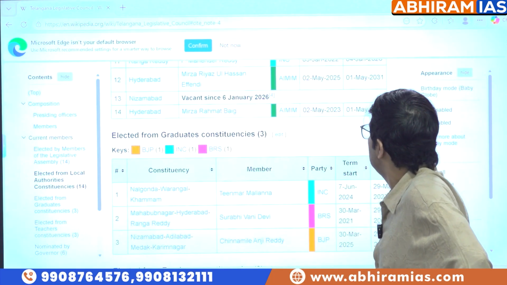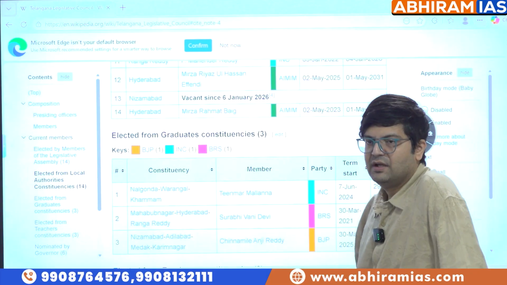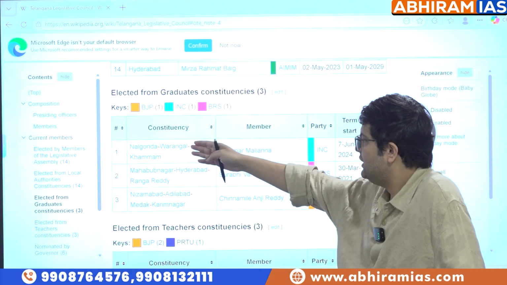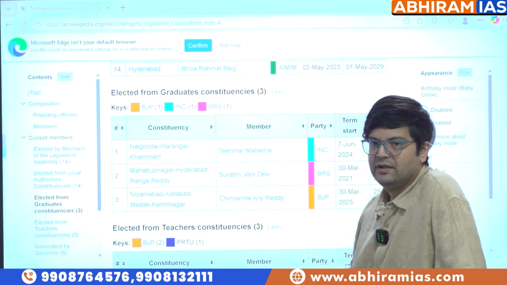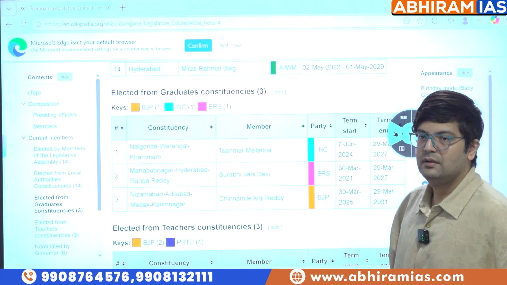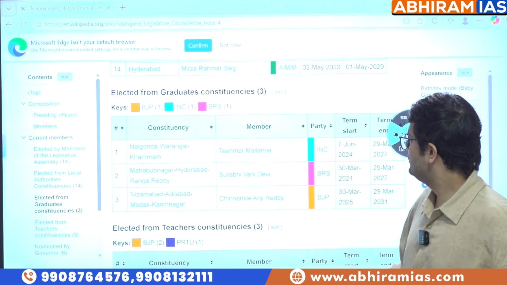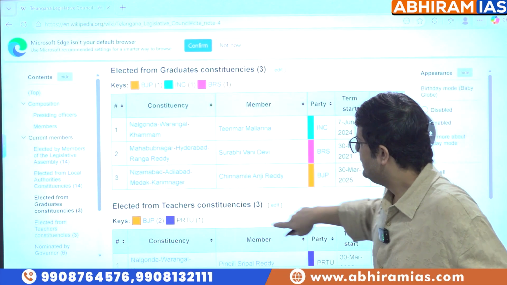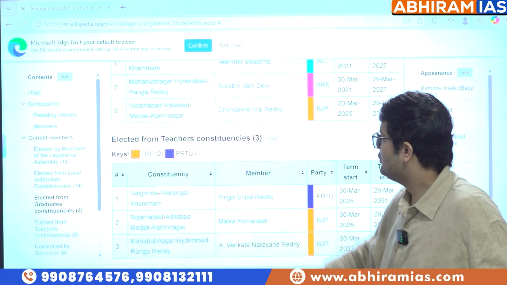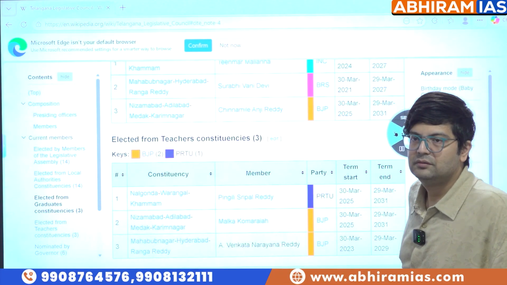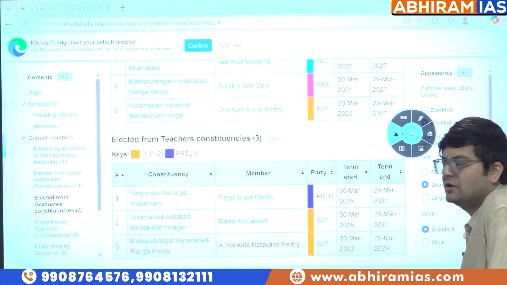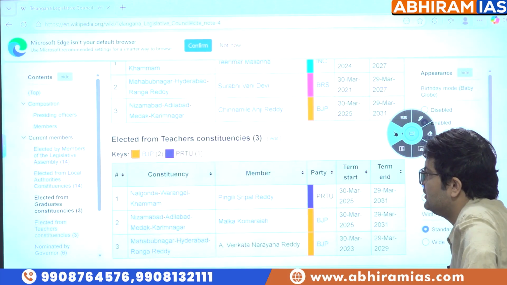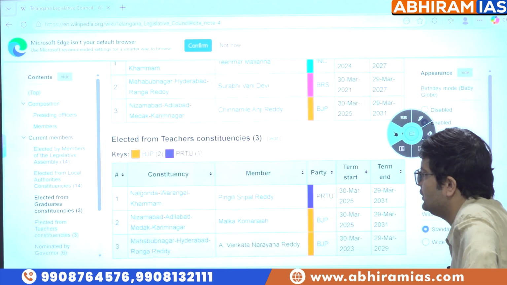No problem. Then for graduates, how many for Telangana? 3 only. So your entire state is divided into just 3 constituencies. Nalgonda, Warangal area, then Mahbubnagar, etc., and then Adilabad area. And from there, all the graduates will vote and they chose these 3 people. Clear? Similarly, the same constituency is for teachers also. You can cross check. Here, all the teachers will vote and they have chosen these 3 people. Are you clear?